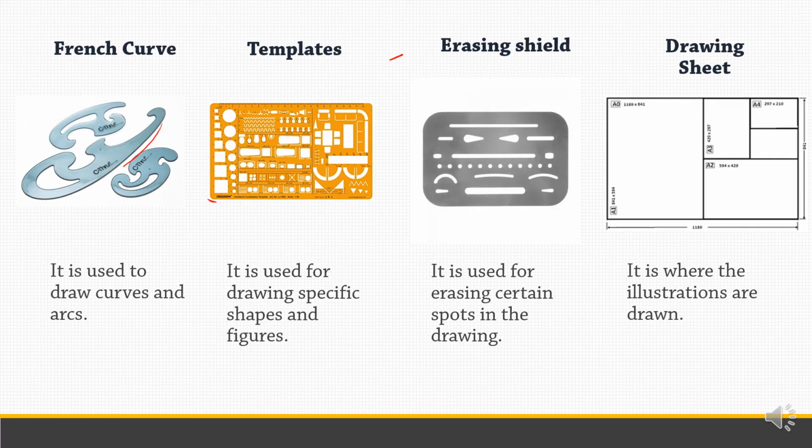Now for the drawing sheet, it is a paper or tracing paper where we draw the illustrations or the plan. The paper sizes vary: there are A1, A0, A2, A3, A4. It depends. Nowadays there are drawing plans available in A1 or A3 sizes. Next, pencil and inking.